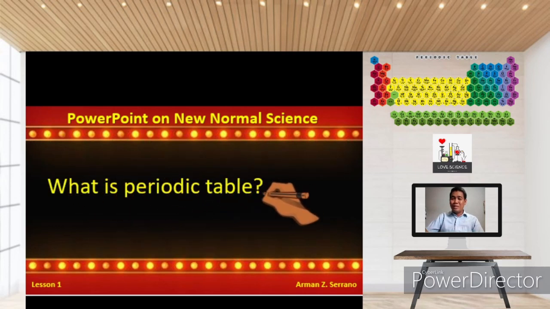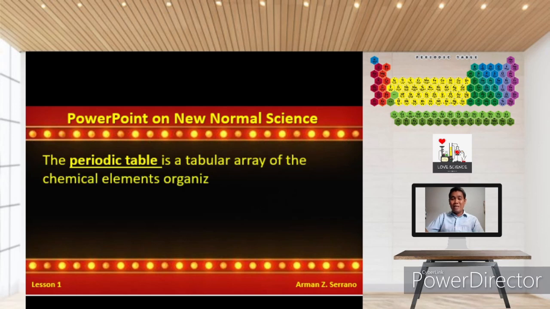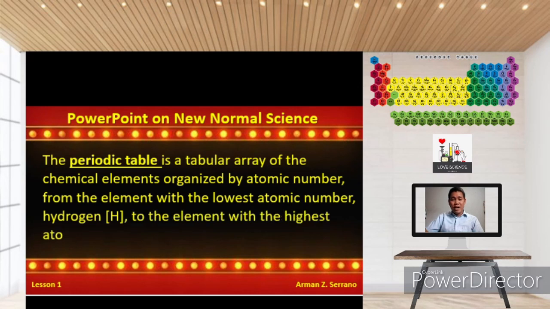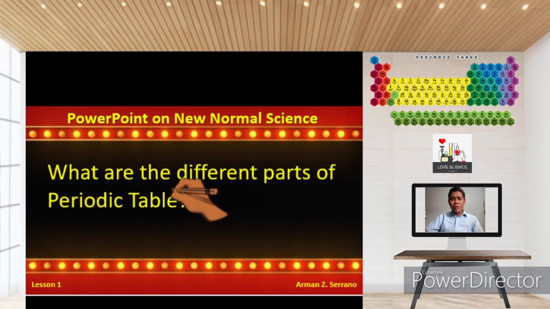What is the periodic table? The periodic table is a tabular array of the chemical elements organized by atomic number, from the element with the lowest atomic number, hydrogen, to the element with the highest atomic number, oxygen. What are the different parts of the periodic table? These parts are very important. It's basic, but it's vital in studying the periodic table.